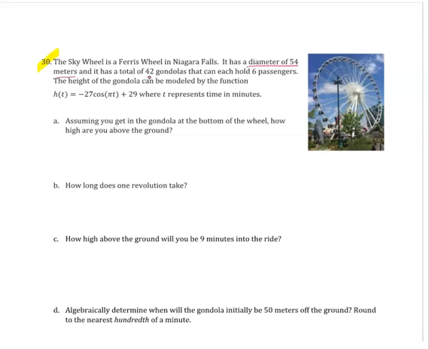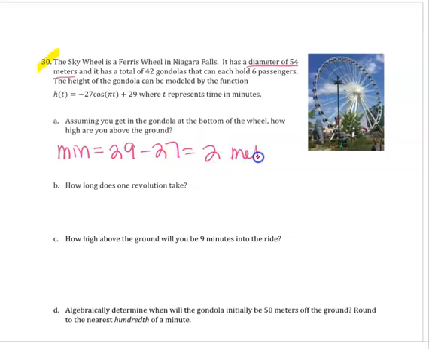Assuming you get in the gondola at the bottom of the wheel, how high are you above the ground? They're asking you, what's the minimum height? Well, the midline is 29 and the amplitude's 27, so you're getting in the wheel 2 meters off the ground. So right there, that's 2. Okay. How long does 1 revolution take?